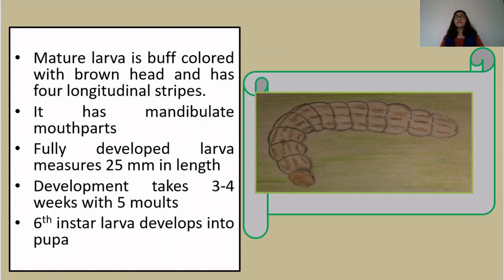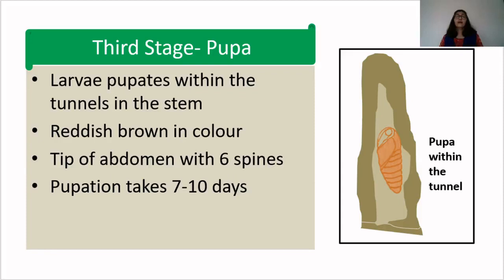Mature larva is buff colored with brown head and has 4 longitudinal stripes on its body. It has mandibulate type of mouth parts and feeds voraciously on the pith that is present inside the stem. Fully developed larva measures 25 millimeter in length. Development takes roughly 3 to 4 weeks with 5 molts. Then the sixth instar larva develops into pupa.